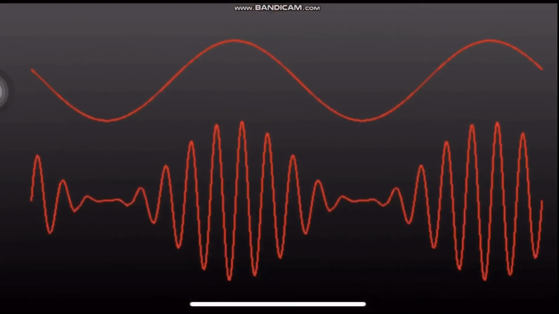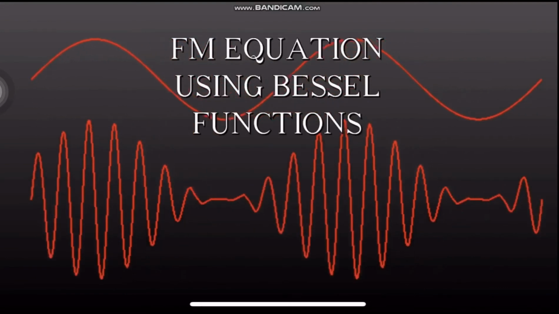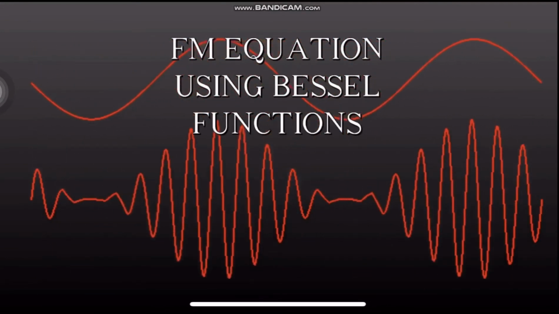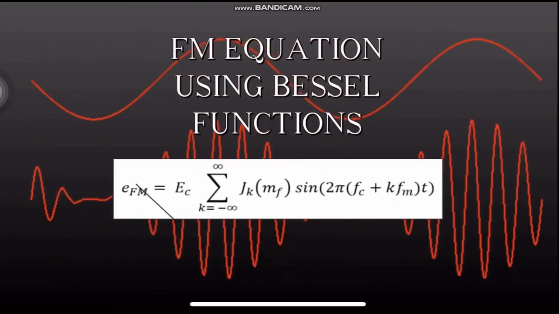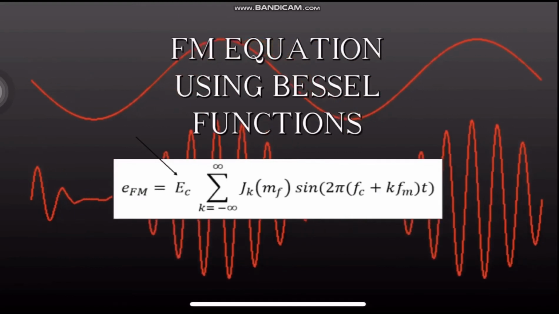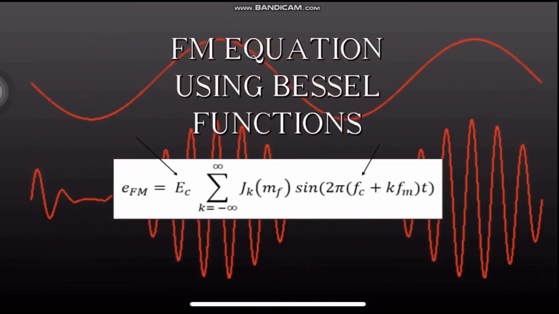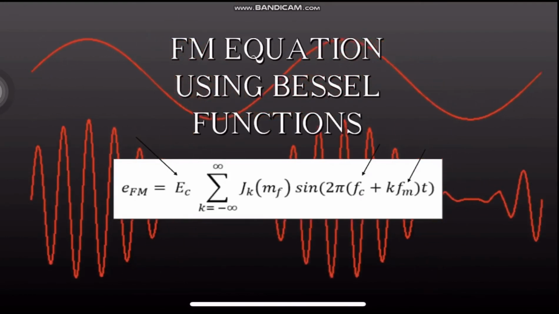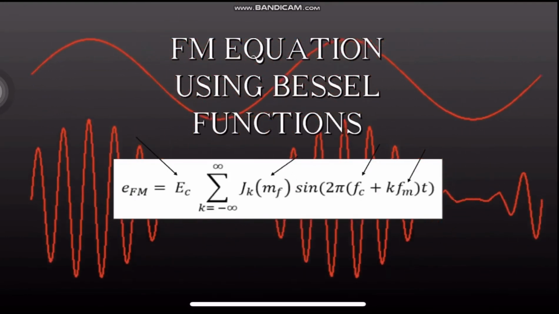Now, let's proceed to the FM equation using Bessel functions, where the terms stand for carrier amplitude, carrier frequency, modulating frequency, and modulation index.